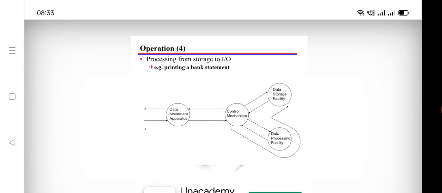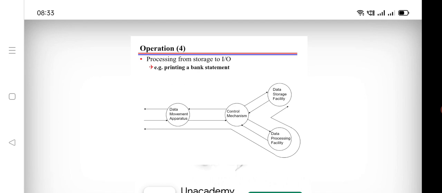Coming to the fourth operation: processing the data from storage to the I/O, input and output devices, like printing a bank statement.